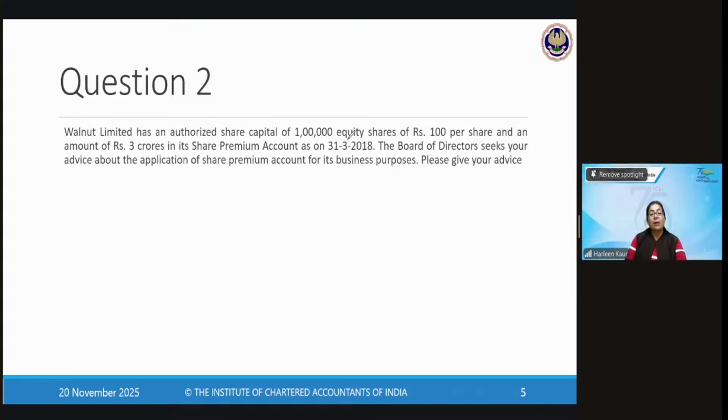Walnut has an authorized share capital of 1 lakh equity shares of ₹100 each, and an amount of 3 crores in its share premium account. The board seeks your advice about application of share premium for its business purposes. Please give your advice. Now you tell me this also: 5 uses you have already told me for the share premium amount. Also tell me, was there any kind of exemption for the share premium? Was there any kind of exemption for any kind of company?